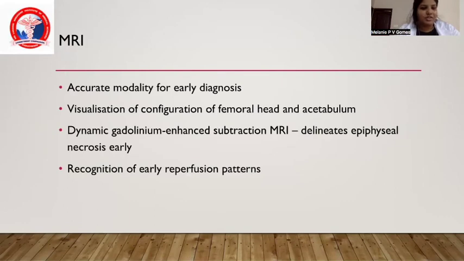Coming to the investigations. MRI is the most accurate modality for early diagnosis. Visualization of configuration of femoral head and acetabulum. Dynamic gadolinium enhanced subtraction MRI delineates epiphyseal necrosis early and allows recognition of early reperfusion patterns.